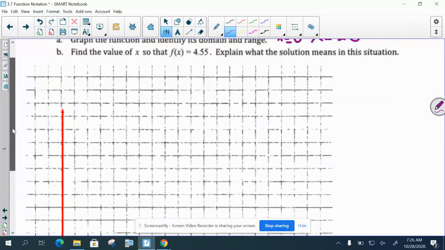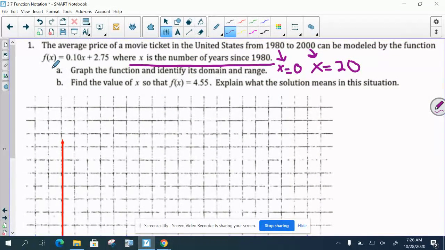All right, and then how about for the y? Well, for the y, you're starting at 2.75. So what does that mean? Well, in 1980, if your y-intercept is 2.75, that means in 1980, the price of a movie ticket was $2.75. Okay, so this means your y-intercept is 2.75. So that's good to know what these things mean in context.